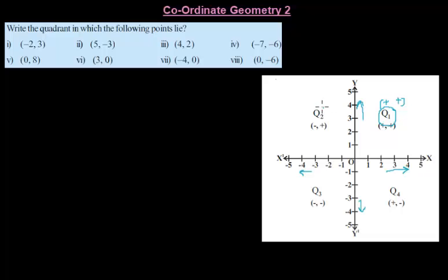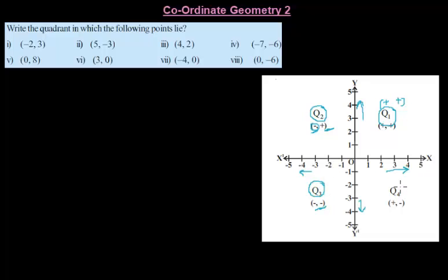This is Q2 or the second quadrant. In this the abscissa is negative and the ordinate is positive. That means x coordinate is negative and y coordinate is positive. And this quadrant is called the third quadrant or Q3. In this, both x and y coordinates are negative. These are negative x coordinates and these are negative y coordinates. So, both of them have a negative sign.